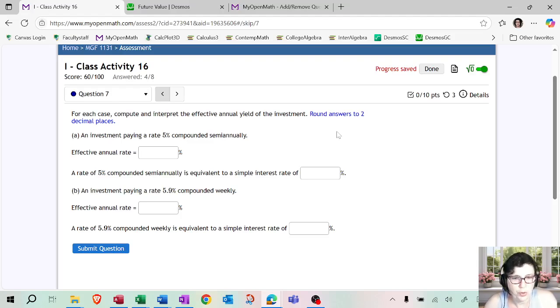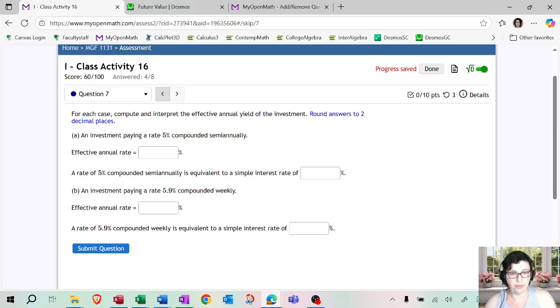In this video, we are going to look at computation and interpretation of what's called effective annual yield on the investment. So first of all, it's not going to matter whether the investment is 1 year, 2 years, 3 years, doesn't matter because we're just looking at a 1 year time period for the effective annual yield. And what we're doing is we're saying, okay, I have a choice.